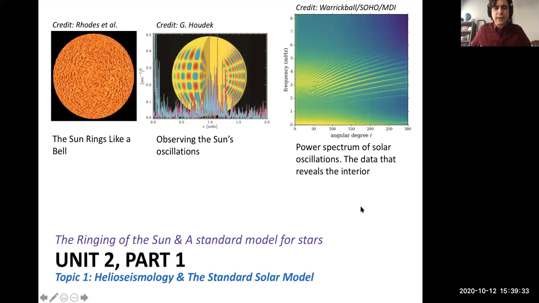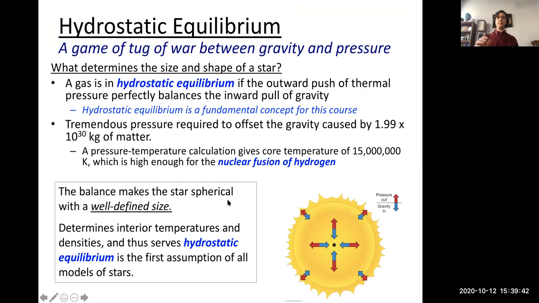The standard solar model and helioseismology, how we actually determine the interior structure of the sun. But before we start that, we have to start with one of the primary concepts that controls the size of a star. It puts a star in balance. It puts the sun in balance.